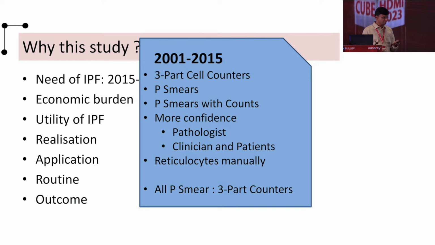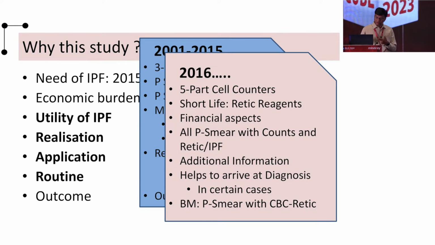We used to do reticulocytes manually. Once we bought the 5-part analyzer, we marginally raised the charge for peripheral smear by around 20, 30 or 50 rupees, and started running peripheral smears with these counts in Retic and IPF mode. While consuming the reagents, we also got more information in day-to-day practice, and in certain cases it really helped us arrive at the diagnosis. Whenever a bone marrow comes, we do a peripheral smear with CBC and Retic, so all data will be there when the slides are ready.